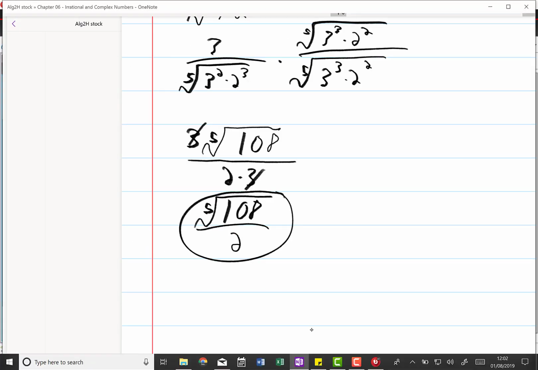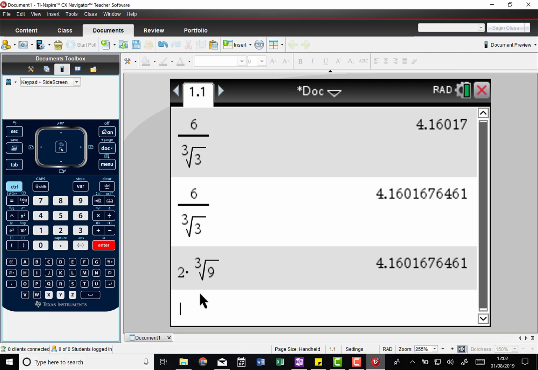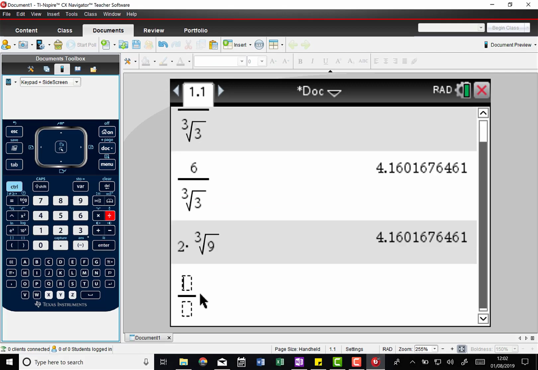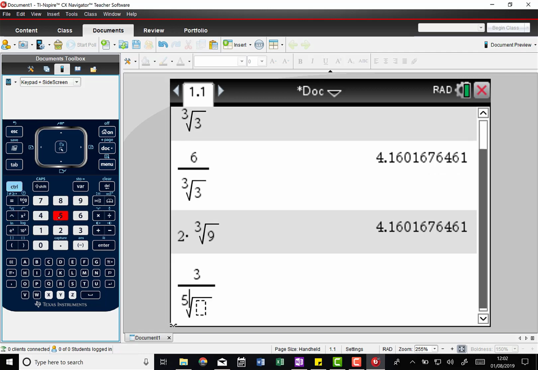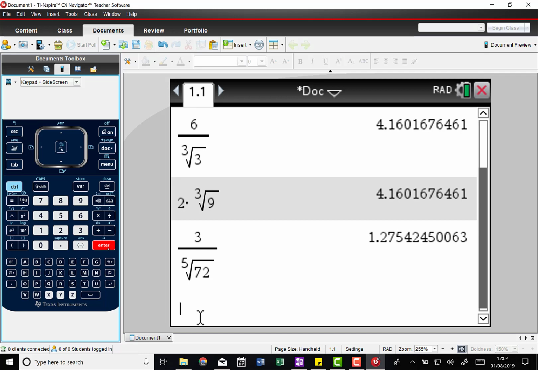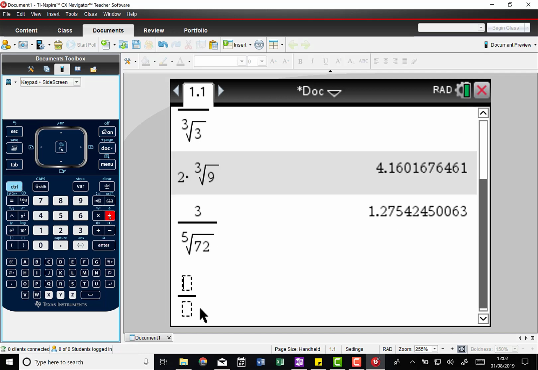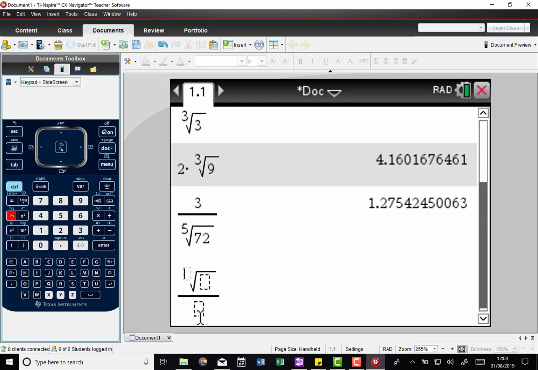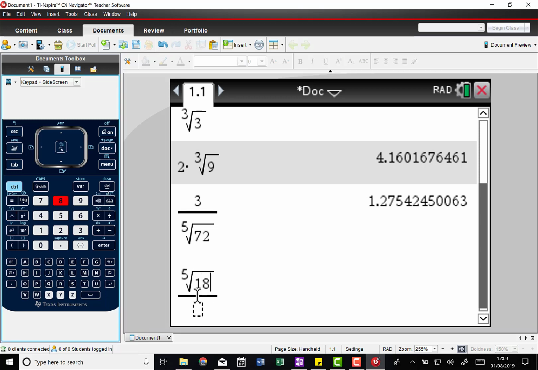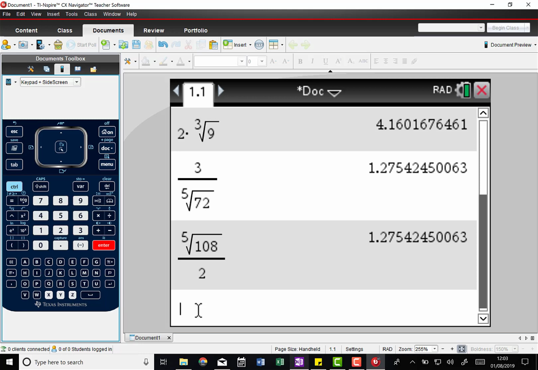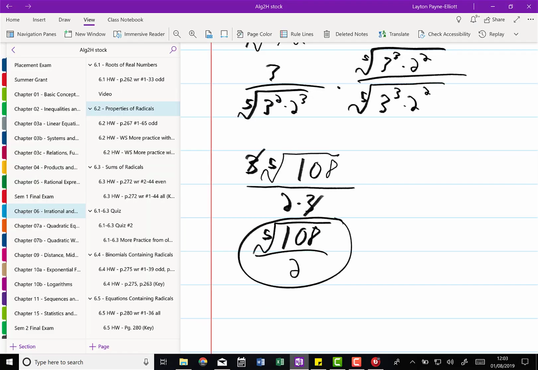Once more, if you wish to verify this, you can go to a calculator and type in 3 over the 5th root of 72. Check that, and then now do the 5th root of 108 divided by 2. And they are the same thing.